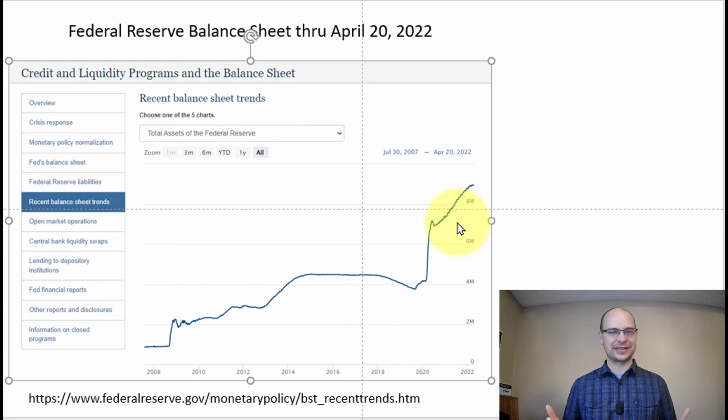To translate this, what it means is the Fed's initial response to COVID, particularly in March, April of 2020, there was a financial panic effectively unfolding. The Fed's response to that was the creation and injection of about $3 trillion into the financial system.